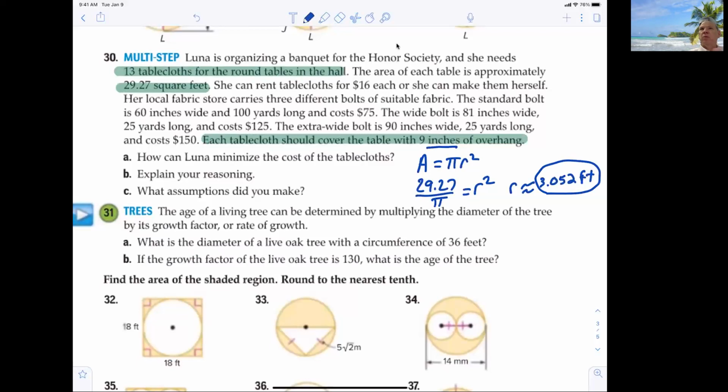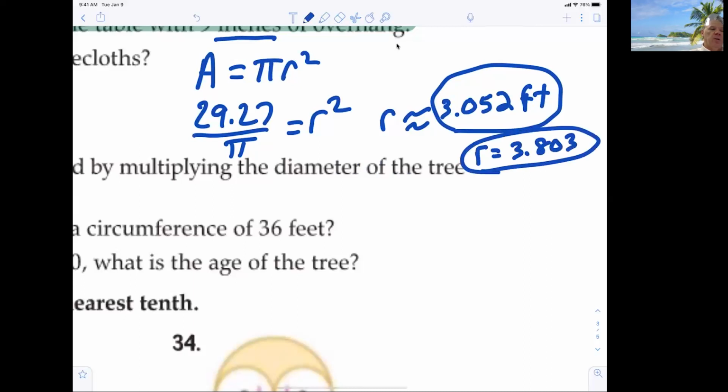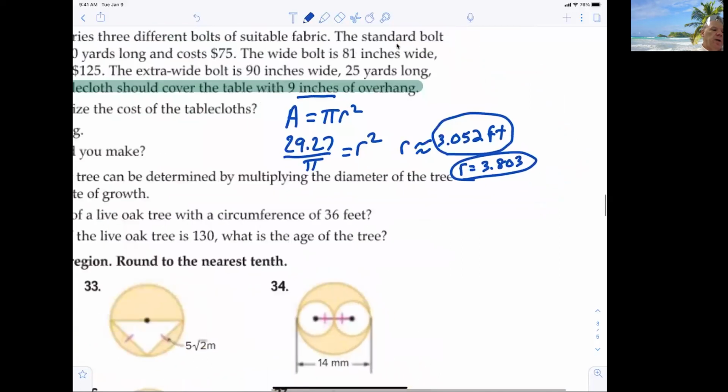Add 0.75. So take your calculator, or, you know, tell me the radius of the new table would be 3.803. Now try to just keep that in your calculator. All right. So that's the radius of the tablecloth that will be perfect for your table. Does everybody agree with that? All right, so she needs what now?